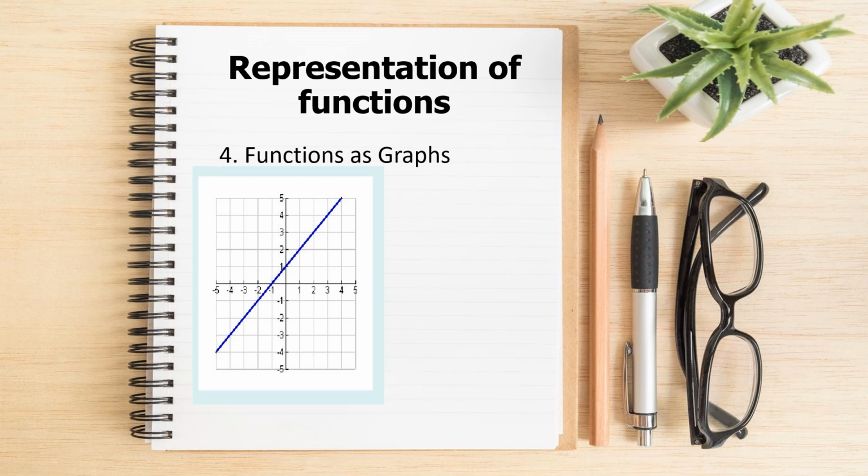Next, let us have this function as graphs. From this graph, you can tell if it is a function or not. So from the given table of values a while ago, 1 corresponds to 2, then 2 corresponds to 3, and 3 corresponds to 4, and 4 corresponds to 5.